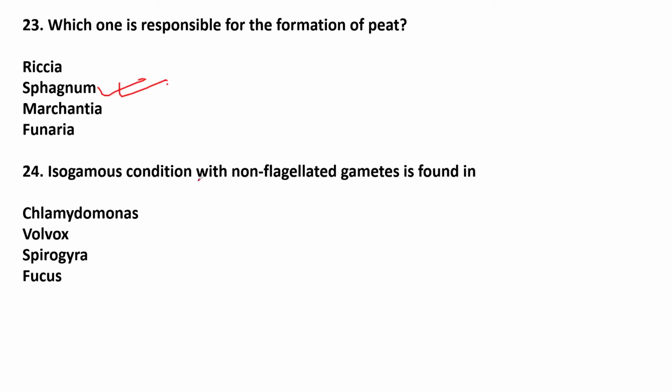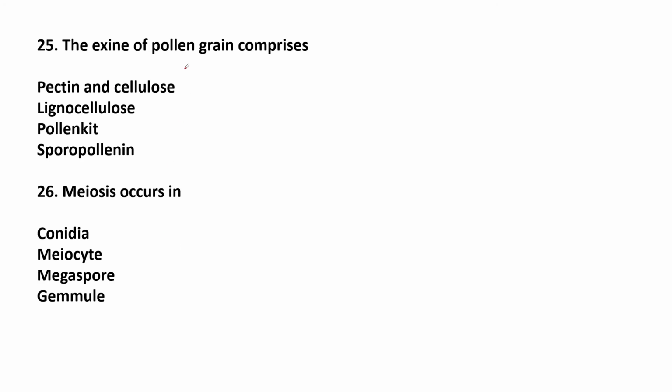Right? Isogamous condition with non-flagellated gametes is found in Chlamydomonas, Volvox, Spirogyra, and Fucus. You can just answer in the comment section, right? Answer is Spirogyra. Isogamous condition with non-flagellated gametes is found in Spirogyra. The exine of pollen grains comprises pectin and cellulose, lignocellulose, pollen kit, or sporopollenin. Right? It is sporopollenin.